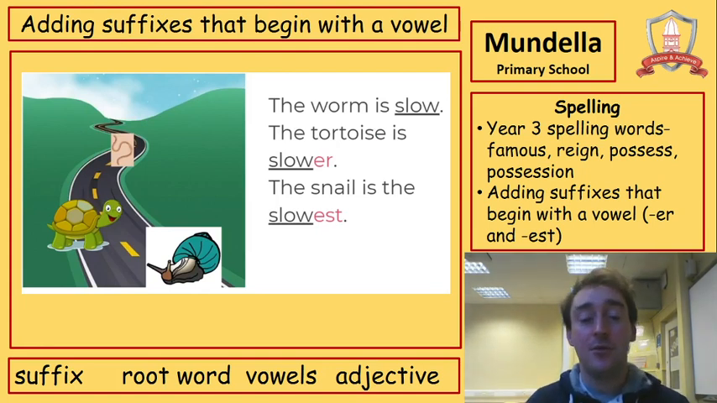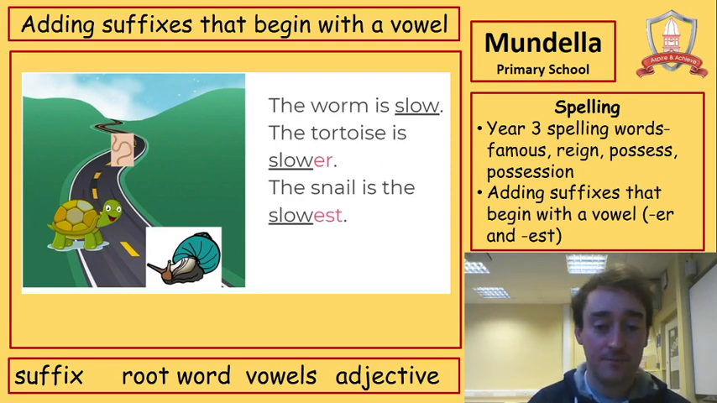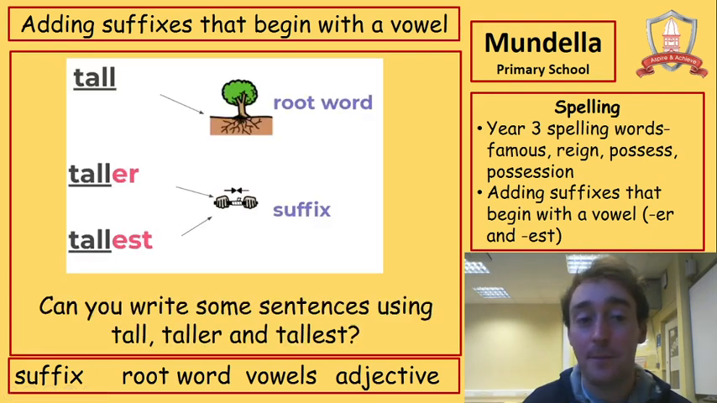Let's have an example of how a suffix can change a root word. So we've got the worm is slow, the tortoise is slower, and the snail is the slowest. Look at that, because the worm is further down the road, so it's slow. But the tortoise is slower because it's still here. And look, the snail's slowest because it's back here. It's almost not left us yet. Great.